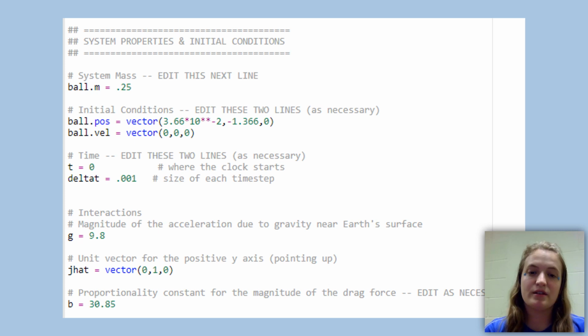Okay, so now I'm just going to show you the initial conditions of my coding. The ball mass given by Dr. Greco was 0.25 kilograms. The initial positions, again, like I said earlier, and then t is equal to 0. Delta t is 0.001 because this experiment happened super fast. g is 9.8, like it always is, the constant. j hat is going to be 0, 1, 0, and then the drag constant is going to be 30.85.